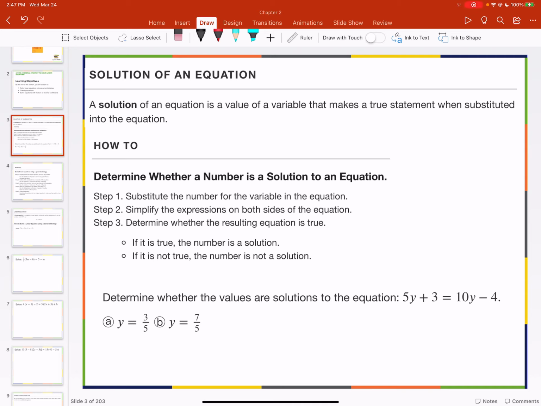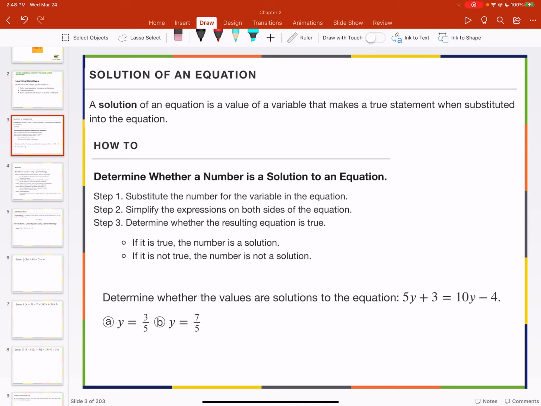Basically, the solution of an equation is the number that fulfills that equation. Now, there might be more than one, or not even one. So how do you know if a number is a solution to the equation? Well, that's easy enough. We just plug it in, simplify, and see if it's true or false. If it's true, it's a solution. If it's not true, the number is not a solution.